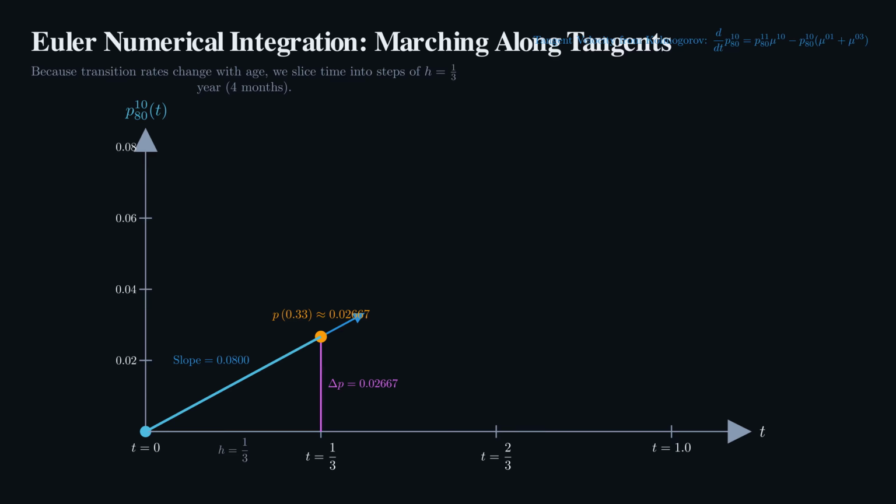Because the rates change with age, we slice time into steps of 1/3 of a year. The first tangent slope is 0.0800. Times h equals 1/3, the rise is 0.02667. That is the first Euler landing.